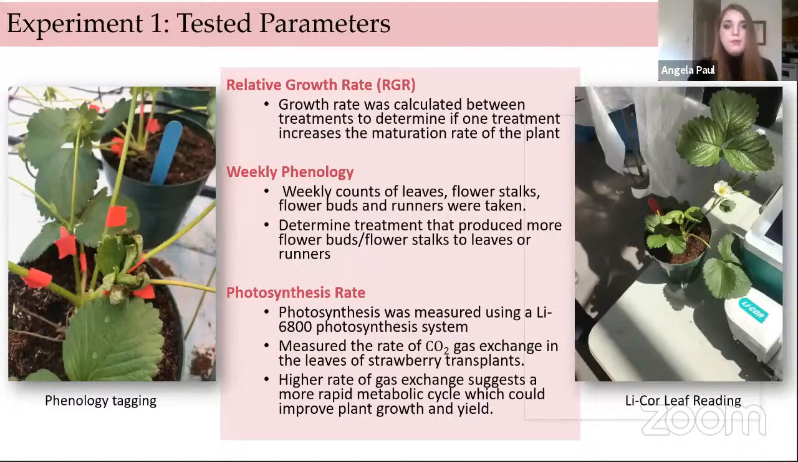So for this experiment, I wanted to consider 3 main parameters, the first being the relative growth rate. So this calculated the rate of growth between treatments to see if one treatment increases the maturation rate of the plant, allowing for earlier yields.